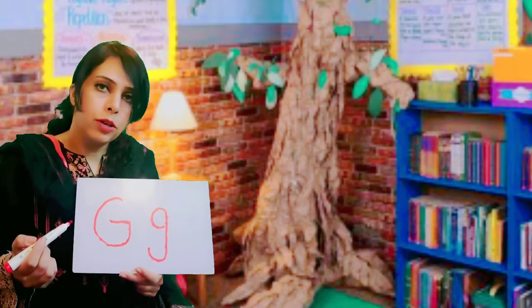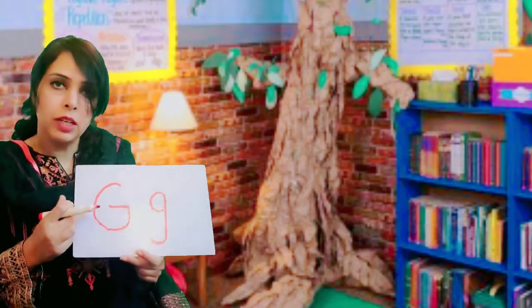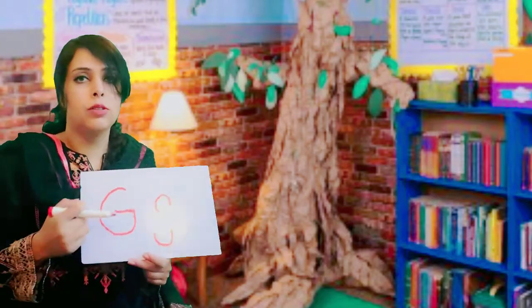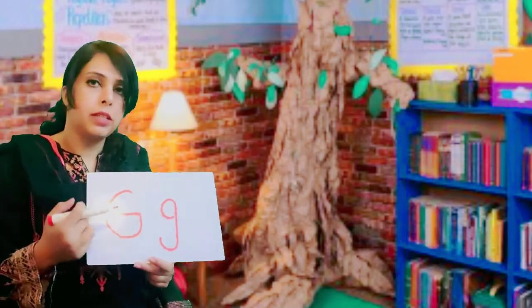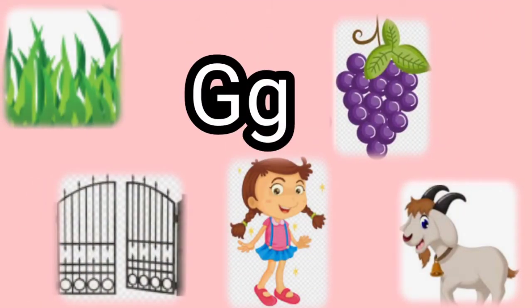It's a lowercase g, uppercase G and a lowercase g. The sound of G is g, although they look different but they make the same sound. Okay, my little kids, we are going to learn our vocabulary words of letter G. So get ready. You have to listen and then repeat. Okay, my kids, it's a letter G.